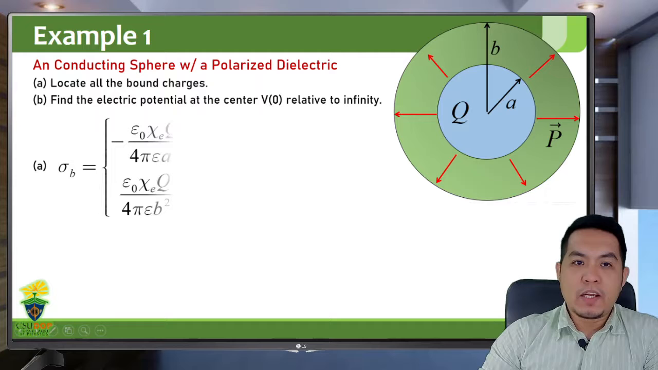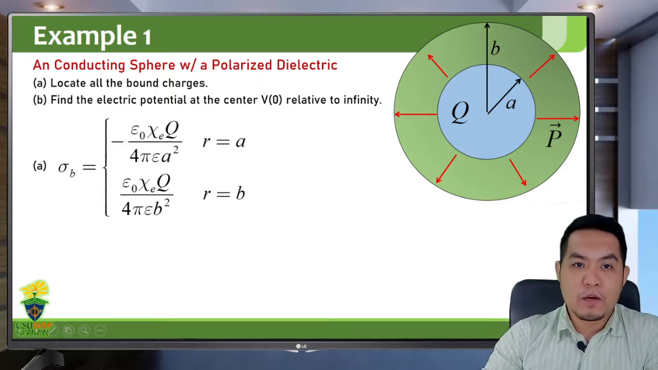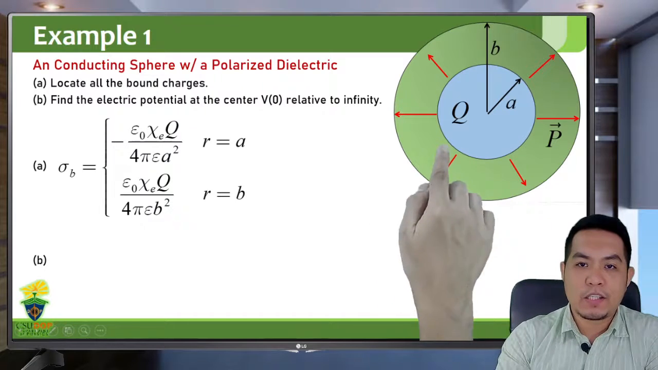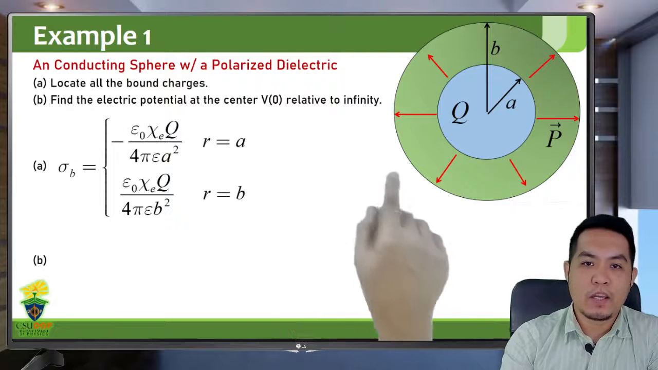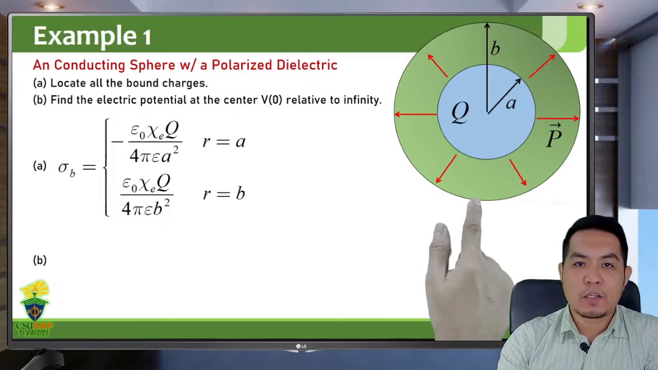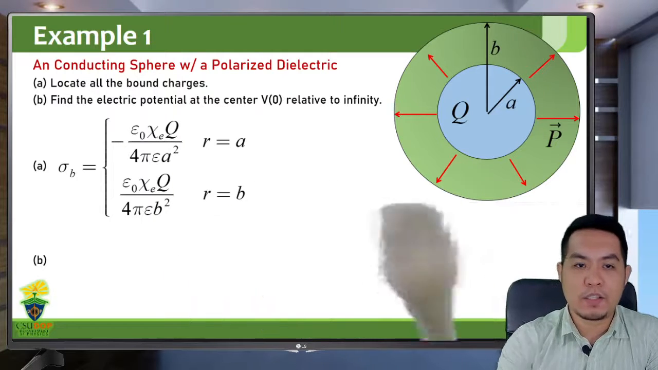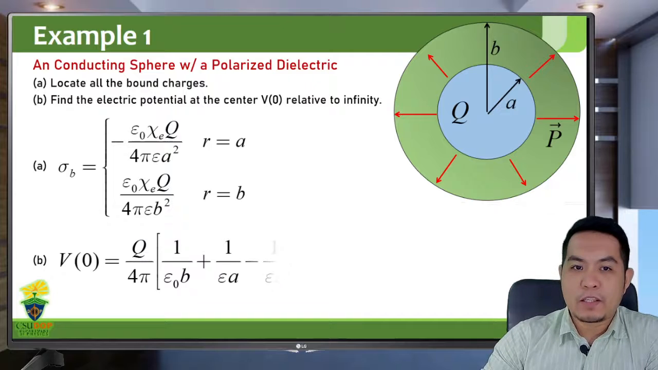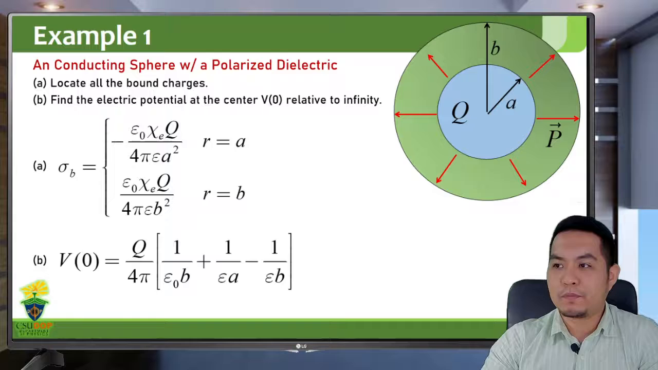So in summary, these are the location and amount of bound charges: negative charges on the inner surface at R equals A, and positive charges on the outer surface, R equals B. And for letter B, the potential at the center is given by this equation.